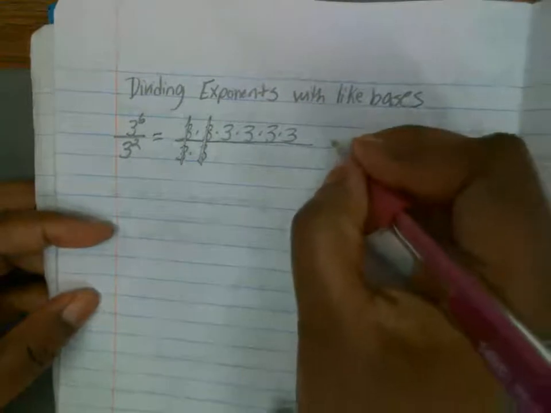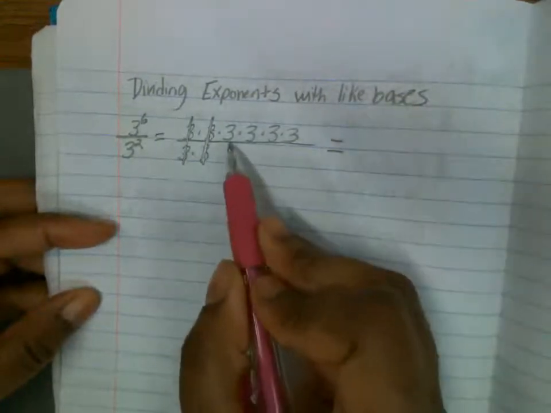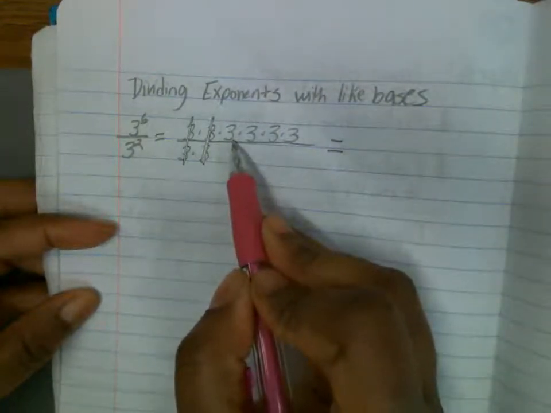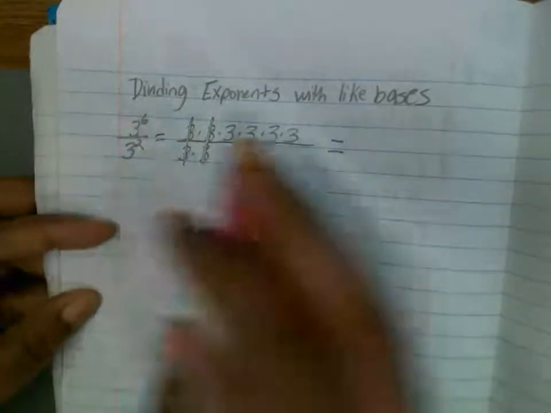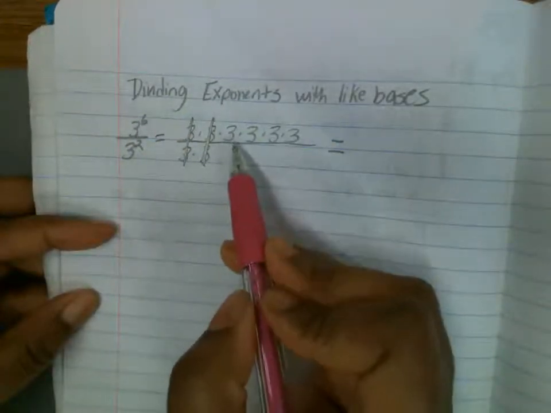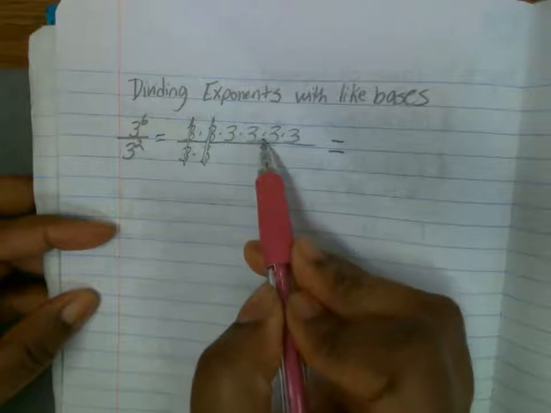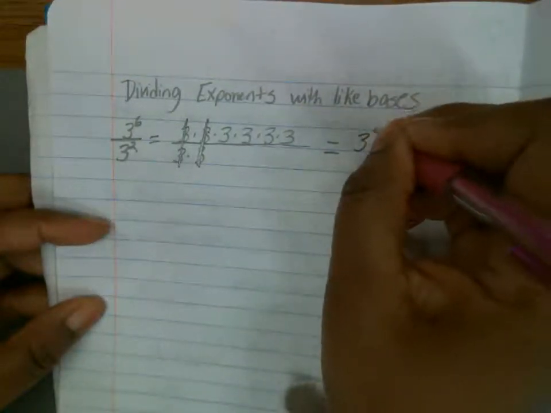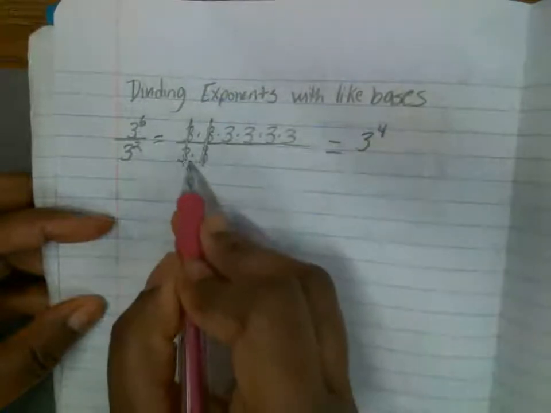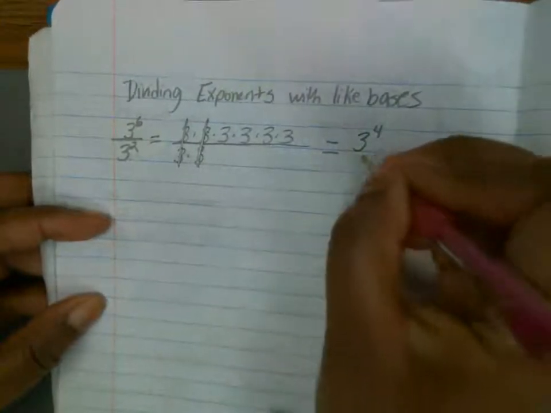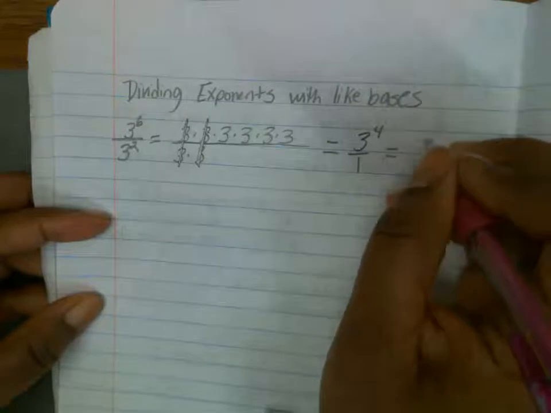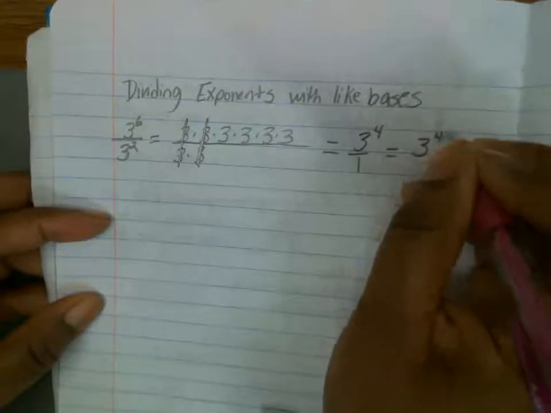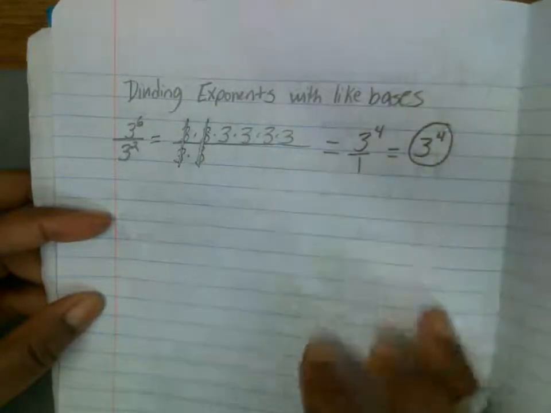Okay? So now on the top, when I simplify, I write this in exponent form. That's all they want, is exponent form. So 3 is being multiplied 1, 2, 3, 4 times. So this is 3 to the 4th, over 1 times 1, which is 1, right? So my answer really is just 3 to the 4th power. Okay?